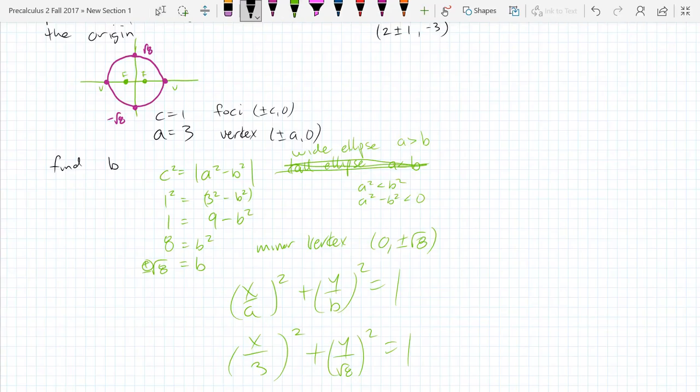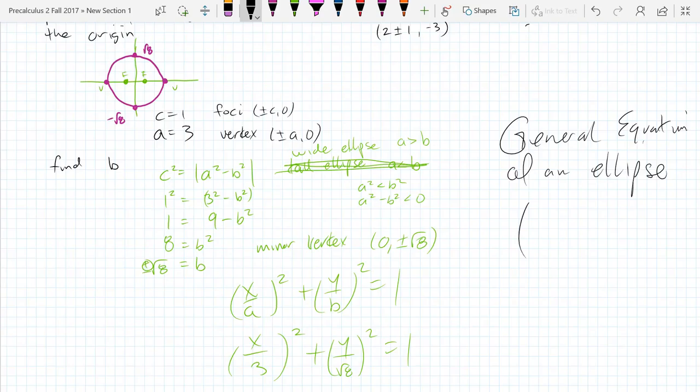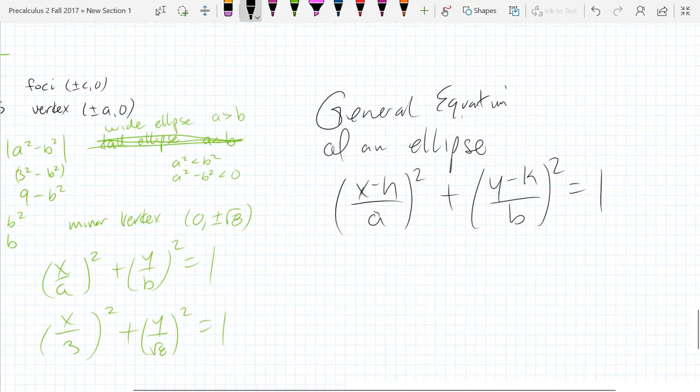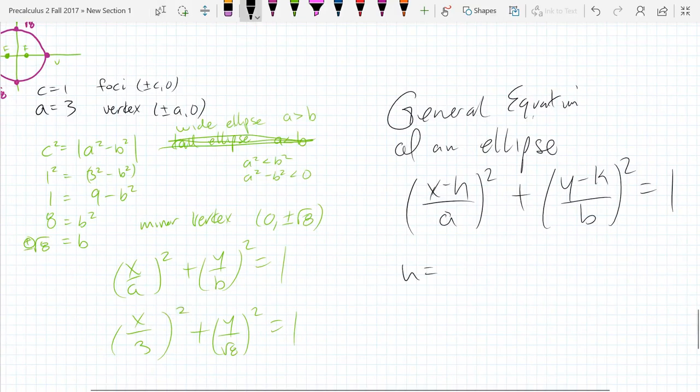So I'm going to write the general equation for an ellipse. So all you do is subtract h from x and then k from y. So it looks a lot like the circle equation. They're just both divided by a and b. That's the only real difference between this and the circle equation. So in our case, h is 2, the horizontal is 2, and k is negative 3. So we have to move 2 to the right and 3 down.